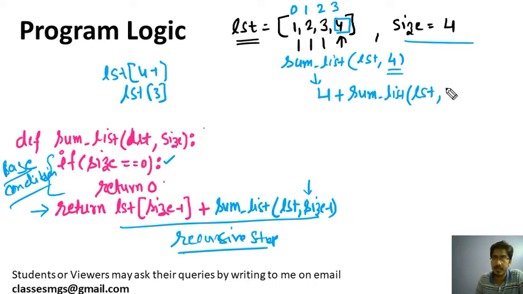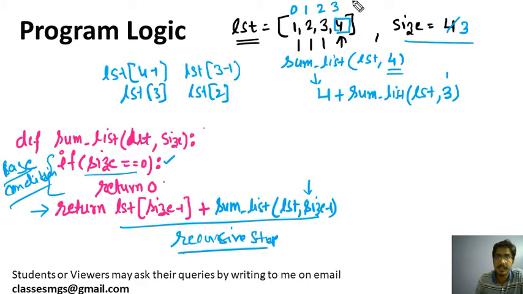So the size is, now we are passing 3 because size minus 1. Now again this function will be called, size is 3. Now 3 is equal to 0, condition false, again this will be called. Now this time lst[3-1], 3 minus 1 means lst[2], lst[2] means this element 3 will be added.